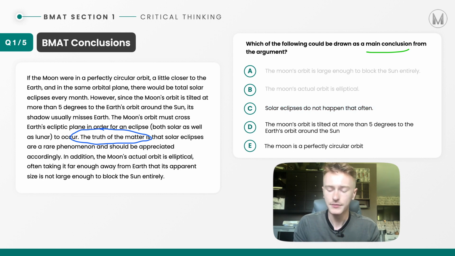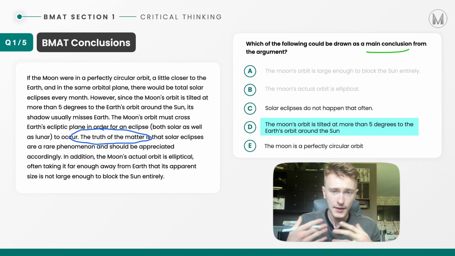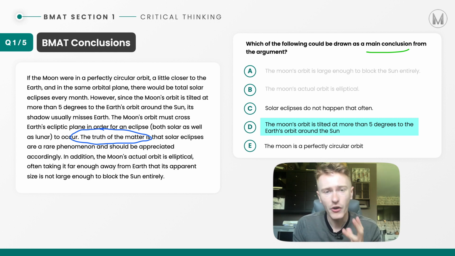Answer option D, the Moon's orbit is tilted at more than 5 degrees to the Earth's orbit around the Sun. That seems again to be very similar to answer option B. It's a fact, but not necessarily the conclusion. So that means that we can easily dismiss it, because it doesn't quite capture all of what the author's trying to say, and it doesn't quite capture why he sat down and wrote this passage.